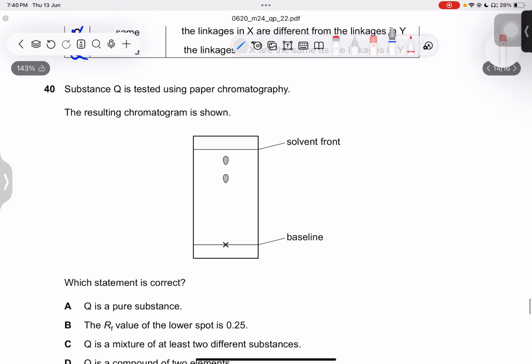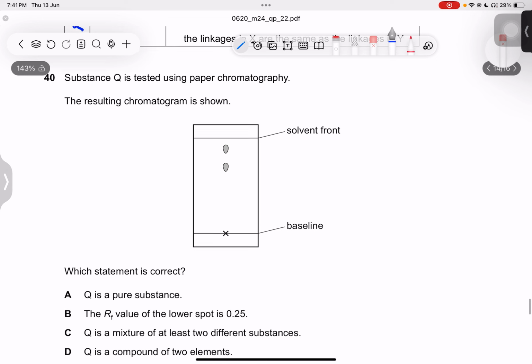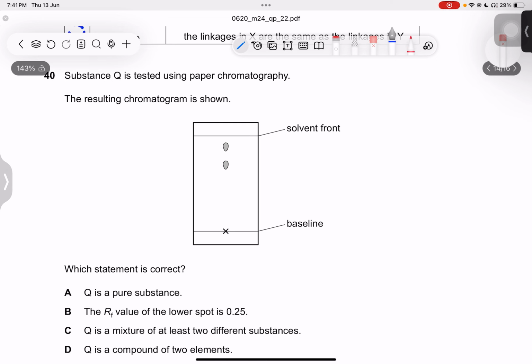Substance Q is tested using paper chromatography. The resulting chromatogram is shown. Which statement is correct? Q is a pure substance. If it was a pure substance, why would we have two spots? The RF value of the lower spot is 0.25. We would have to calculate this. This is easier on paper. Let's just look at the other options first.